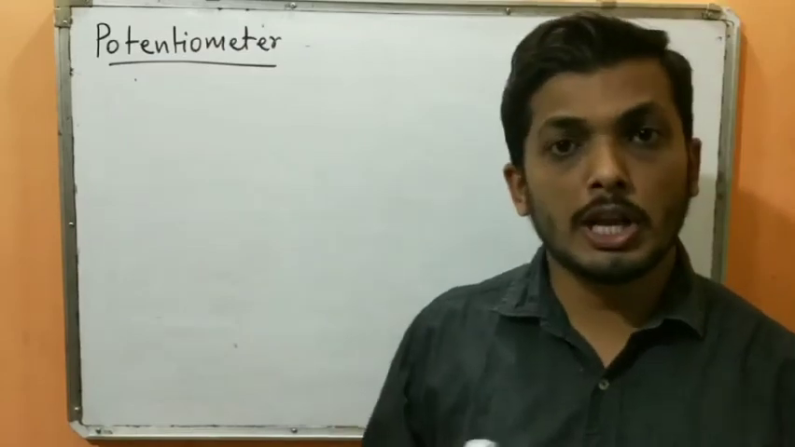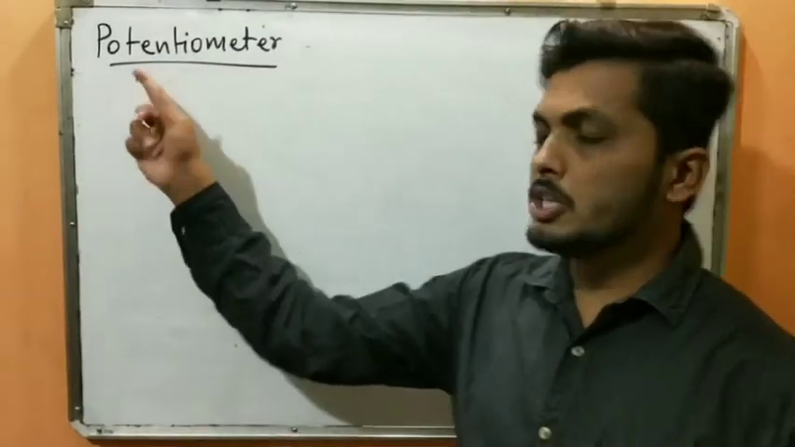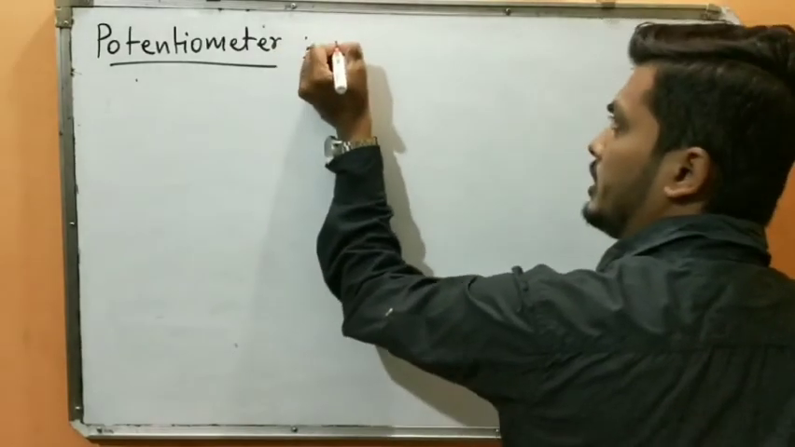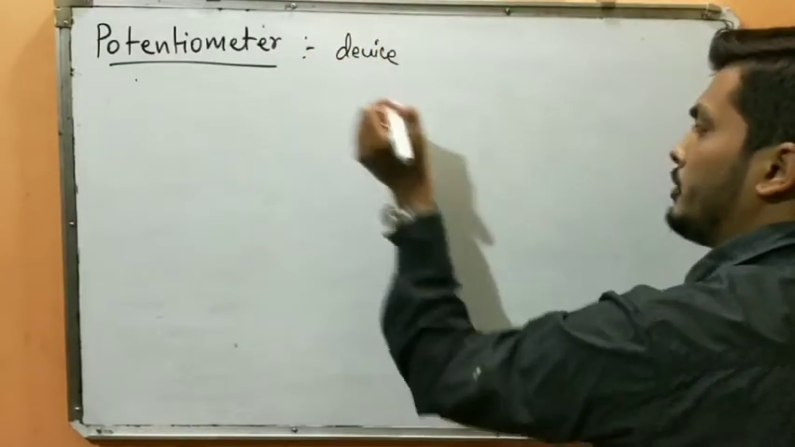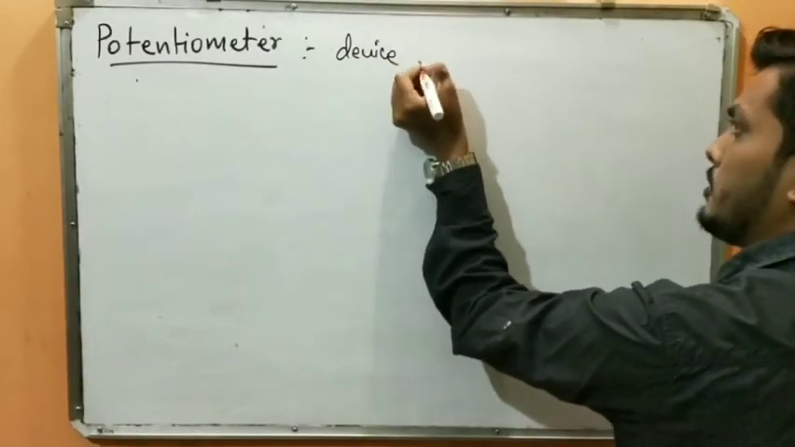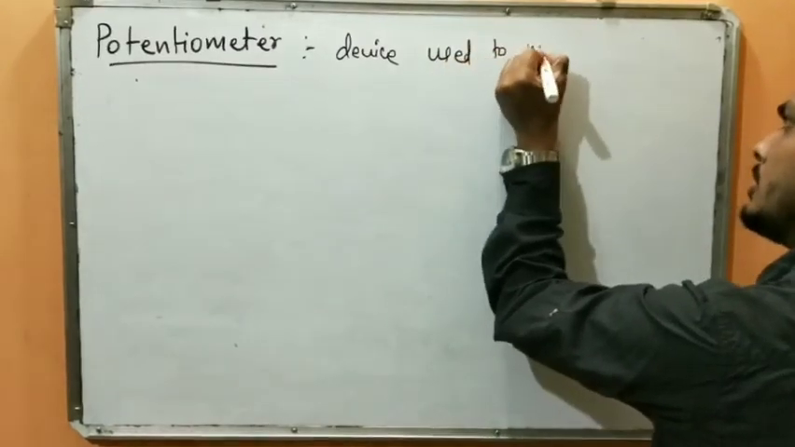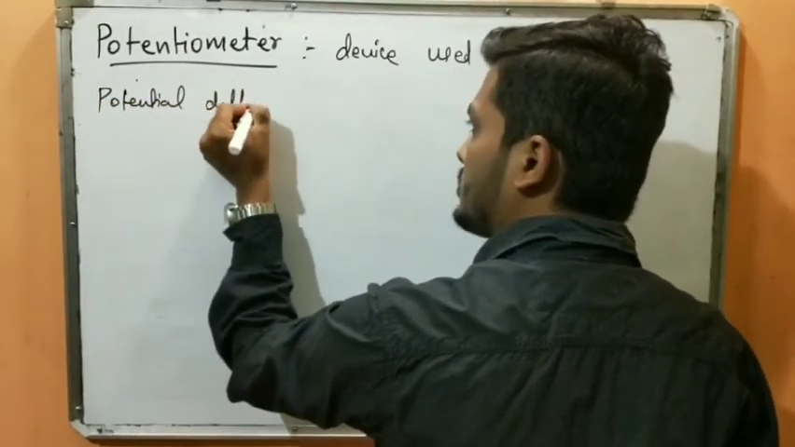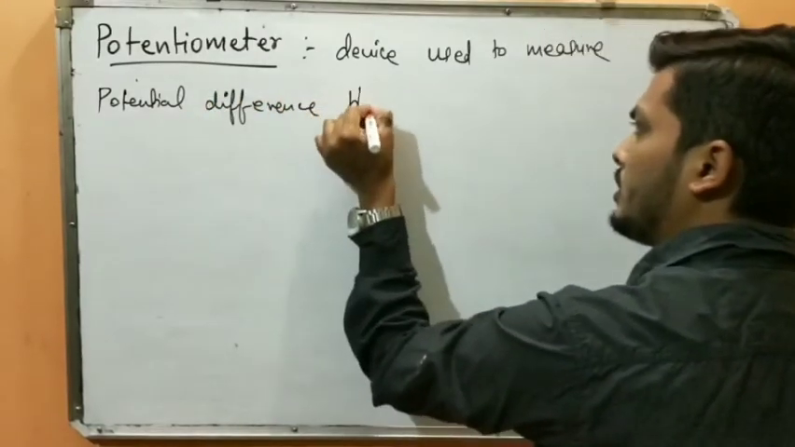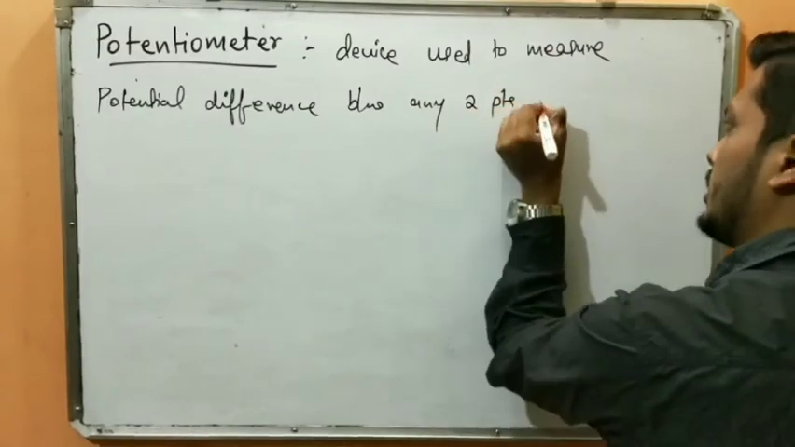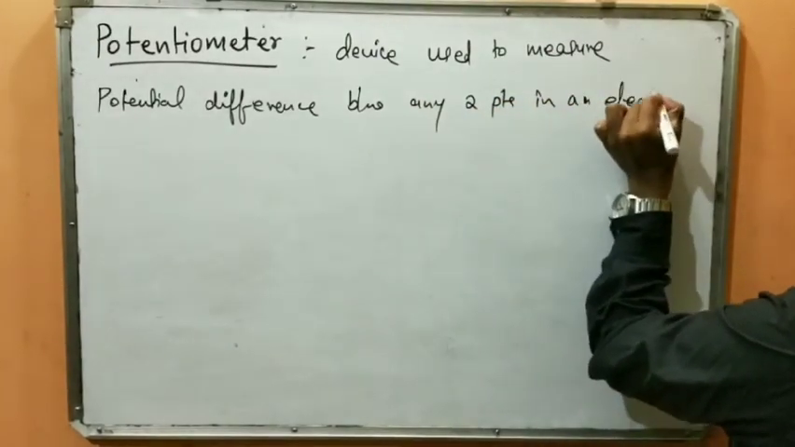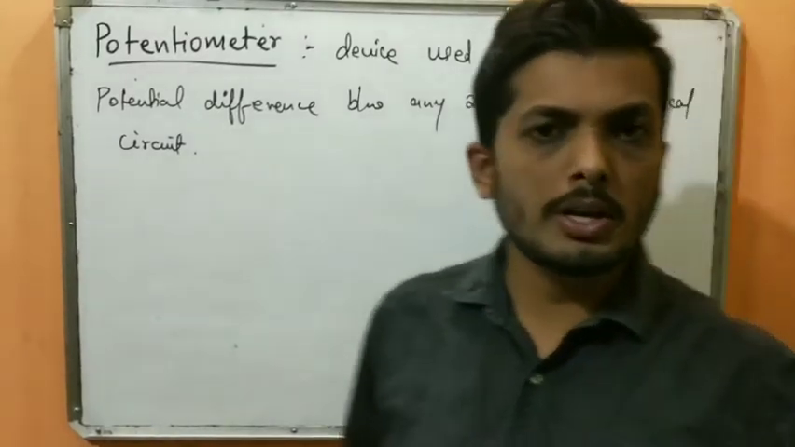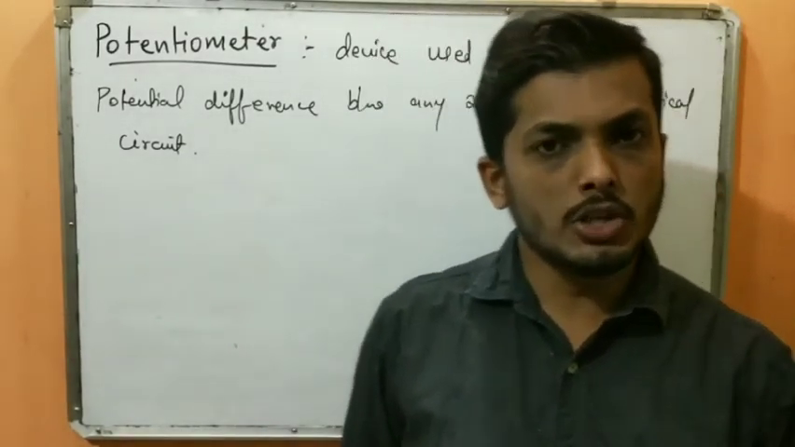The name itself suggests it: potentiometer. Potential means dealing with the potential energy of the electrical circuit, and meter is measurement. So what is a potentiometer? It is an electrical device. It's not electronic, okay? It's an electrical device which is used to measure potential difference between any 2 points in an electrical circuit.